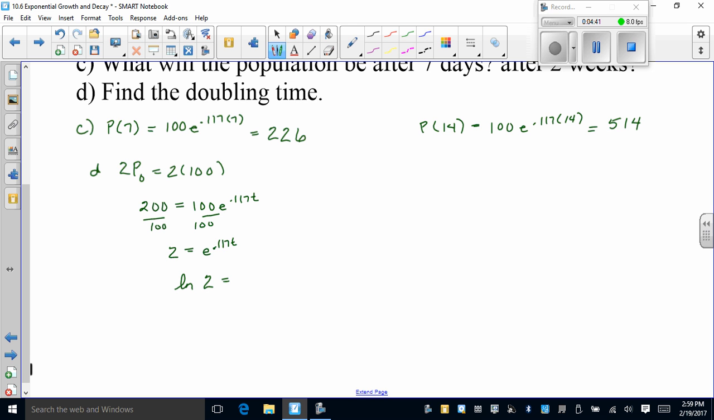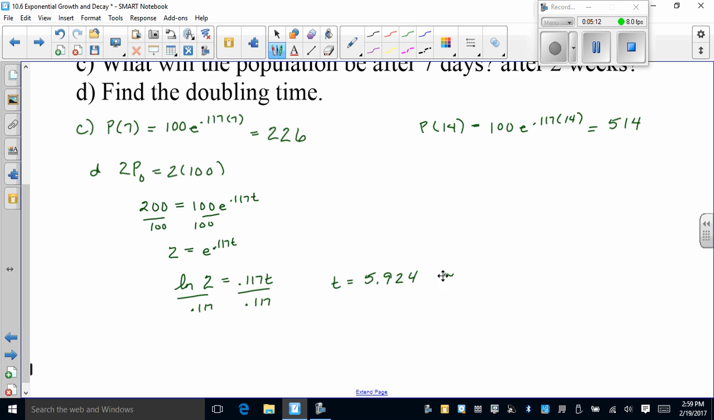So keep in mind that this is your base and your exponent. Your base goes with the natural log and your exponent goes to the other side of the equal sign. Divide by 0.117 and we get a t value of 5.924. So we can say it's approximately 6 days.